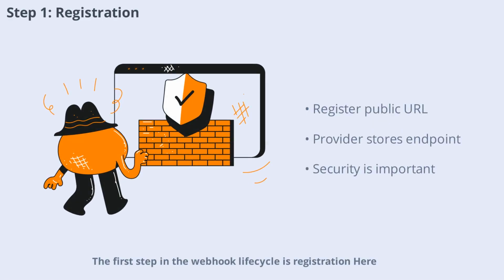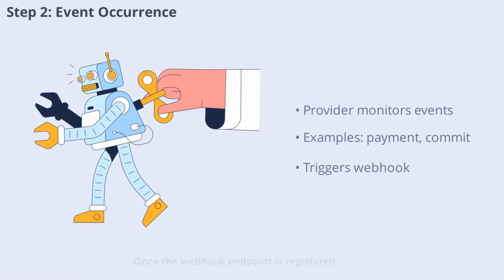The first step in the webhook lifecycle is registration. Here, the consumer application tells the provider, like GitHub or Stripe, where to send webhook notifications by registering a public URL. This endpoint acts as the listening post for all incoming webhook events. It's crucial to ensure this URL is accessible and secure, as it will receive potentially sensitive data from the provider whenever relevant events occur.